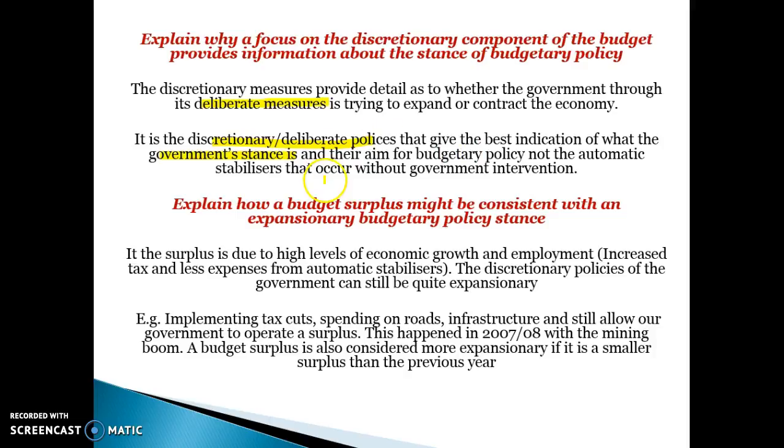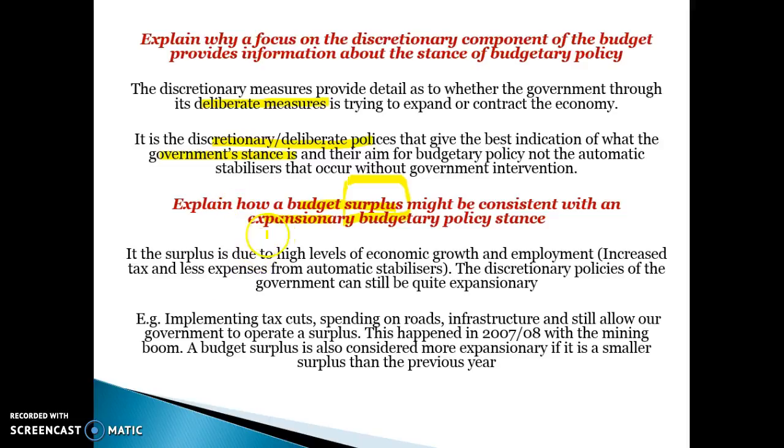And finally, explain how a budget surplus might be considered consistent with an expansionary budgetary policy stance. So think about those words. Surplus, expansionary. You should be going straight to, well, it might be smaller than last year, or it might be due to automatic factors and the discretionary policies are still quite expansionary.